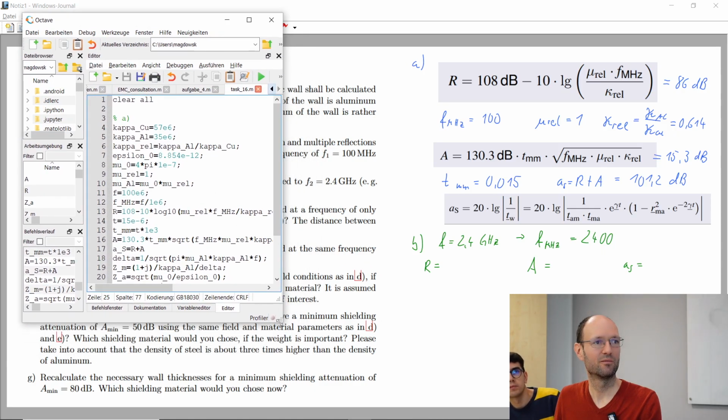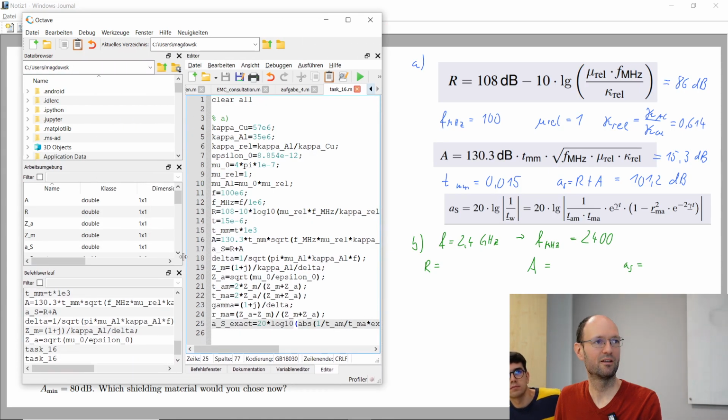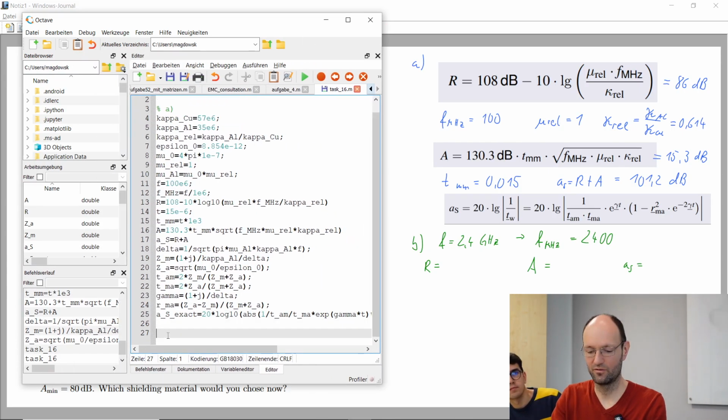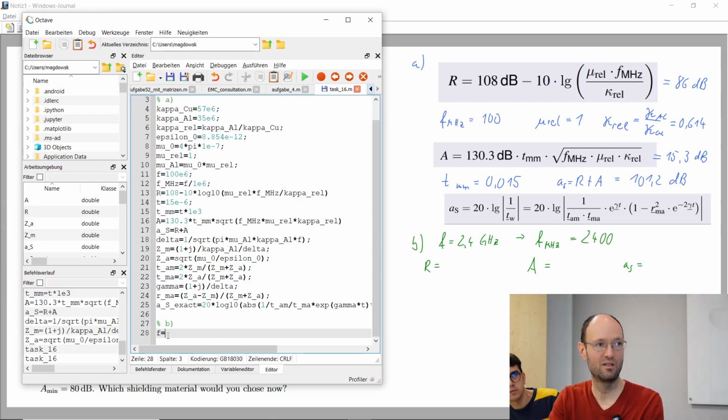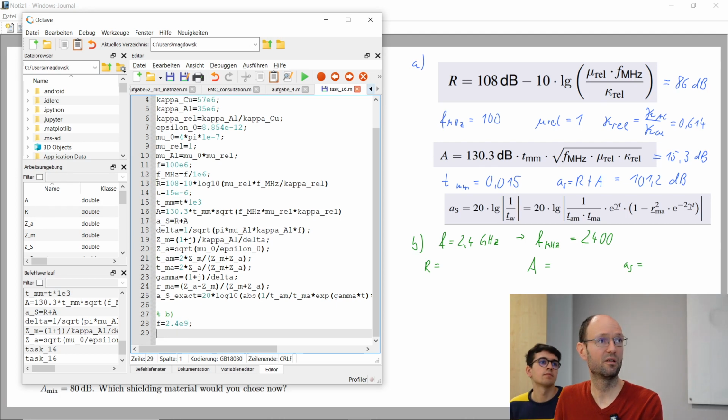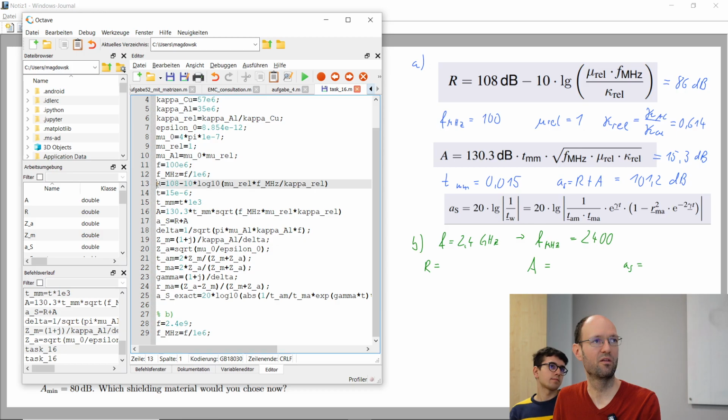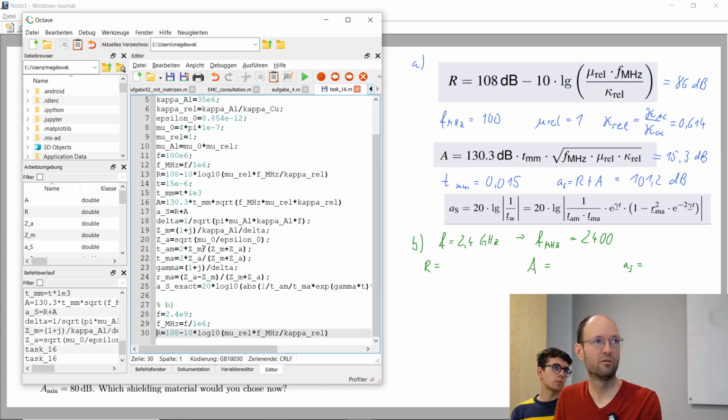So I will enlarge this a bit and add a new section here for subtask B. And in subtask B, as discussed, our frequency is 2.4 giga, which is 10 to the power of 9. And I can do the same calculation for the frequency in megahertz, divide by 10 to the power of 6. So kappa will stay the same, epsilon and mu will stay the same, and the thickness will stay the same, but we need to recalculate the reflection loss.